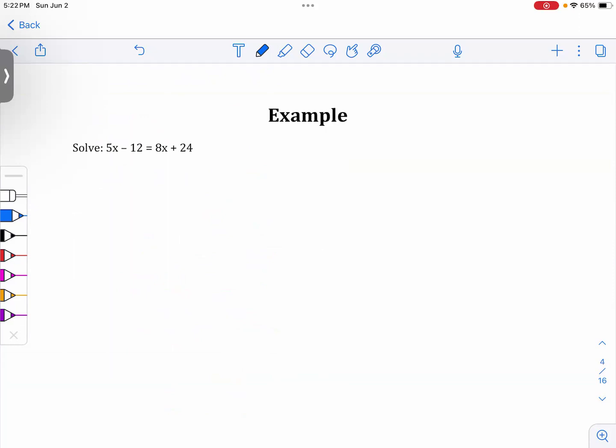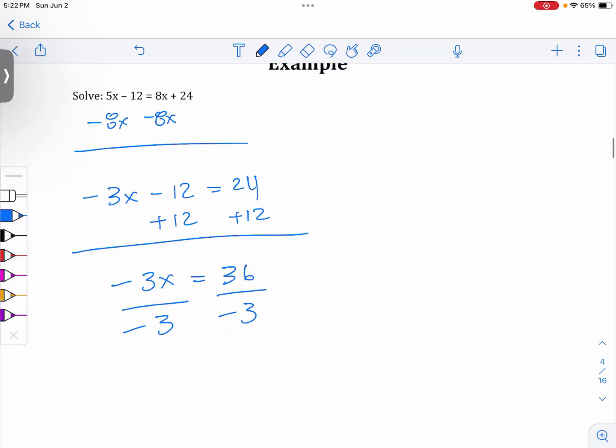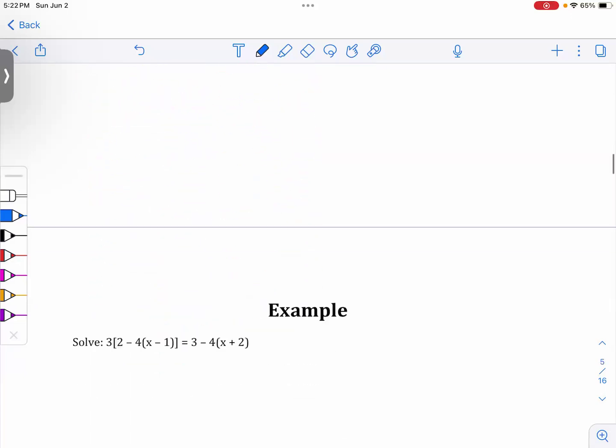And I can have variables on both sides. So the biggest thing is get all the variables to one side and the numbers to the other. So since we like our variables on the left, I'm going to subtract 8x from both sides. Then I'm going to add 12 to both sides. And lastly, divide by -3. -3, notice. And that gets me my solution.